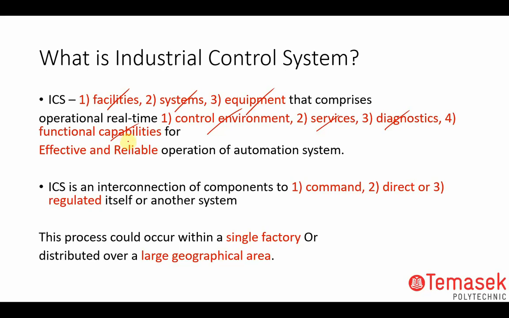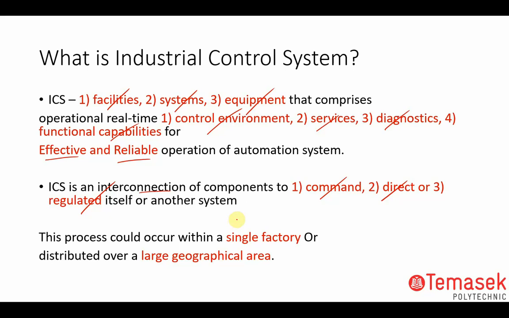The operation room needs to be effective and reliable in terms of automation. ICS is an interconnection of components. Number one, command. First of all, it is an interconnection. It connects many things together to provide command or direct or regulate itself to another system. So it can command some other system, it can direct some other system.